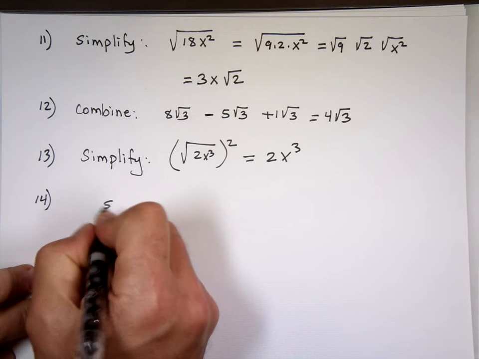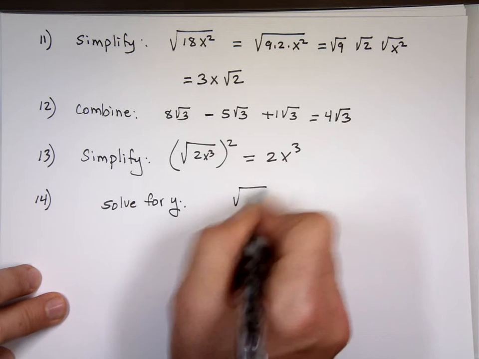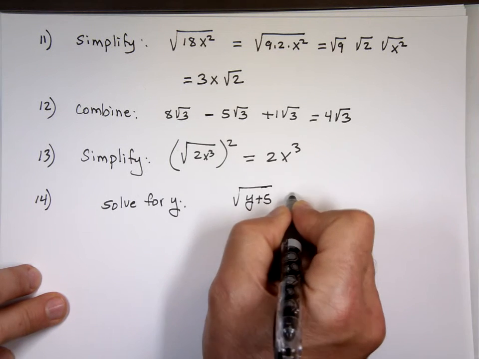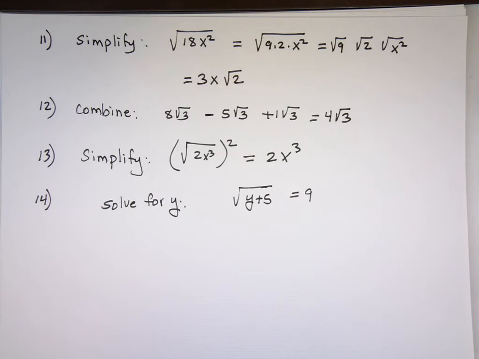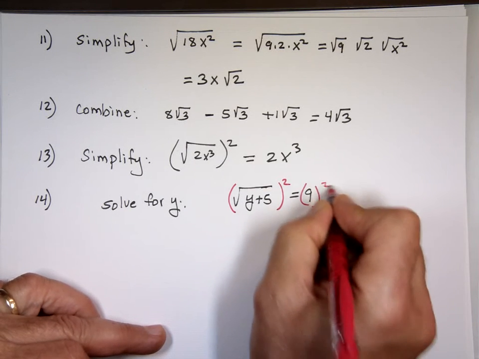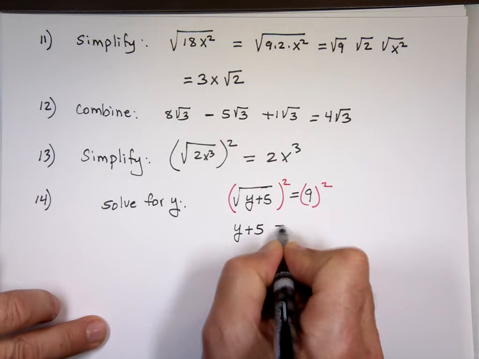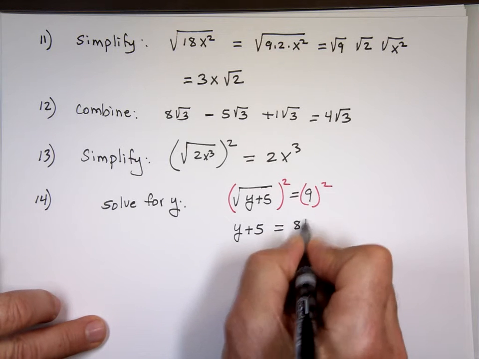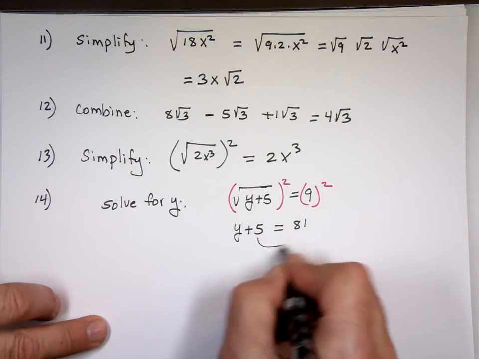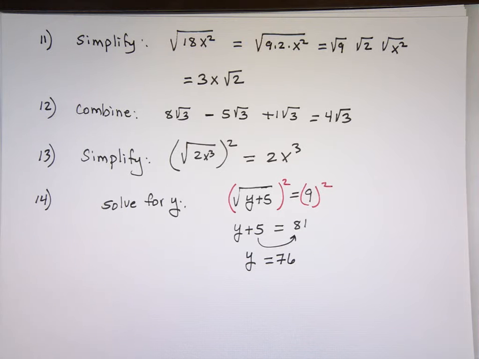Solve for y. The square root of y plus 5 equals 9. And again, to get rid of the square root, we square both sides. So let's square this side and square that side. If you do that, you will have y plus 5. I just finished saying when you square a square root, you lose it. And 9 squared is 81. Take the 5 to this side, and y equals 76. 81 minus the 5, that's a 76.